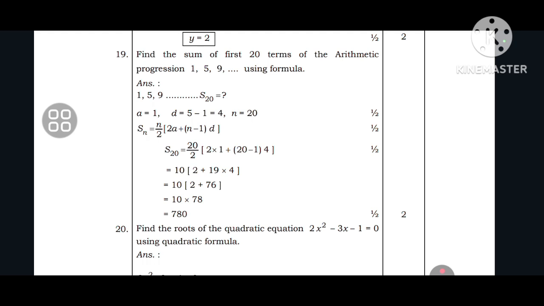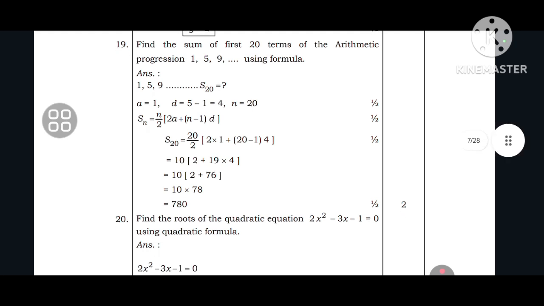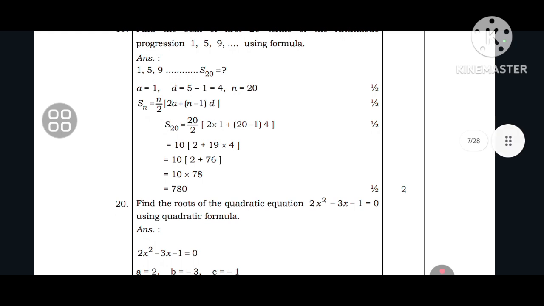Question number 19, what I am saying now: find the sum of first 20 terms of an arithmetic progression 1, 5, 9 are the terms, using the formula. They have asked the sum of first 20 terms. What is the sum of the first 20 terms of 1, 5, 9, like that.